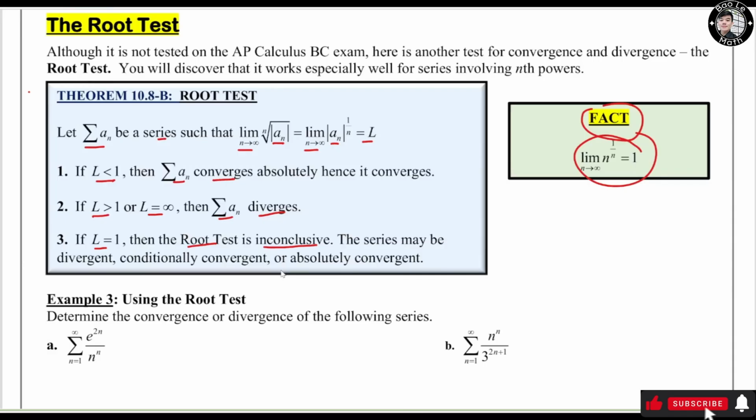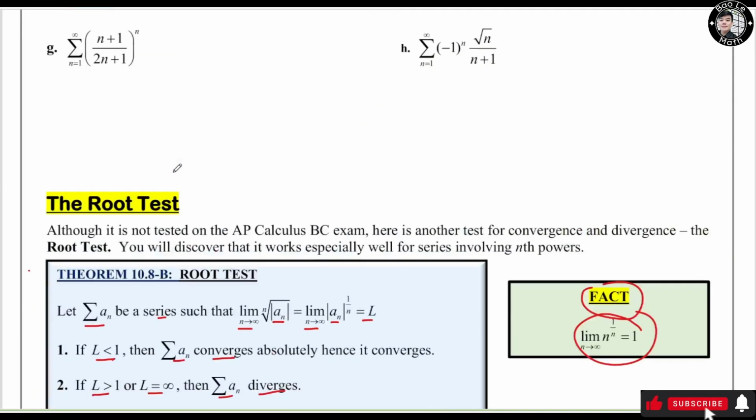Now, keep in mind, the root test is not tested on the AP Calculus BC exam. However, knowing this test is extremely helpful, especially for series involving n powers. If you look at the problem right here and you don't know the root test, you would have to use the limit comparison test, and it's extremely cumbersome and time consuming. In the last video, I used the limit comparison test for this series. Now, I'm going to use the root test for this series, so it's extremely easy.